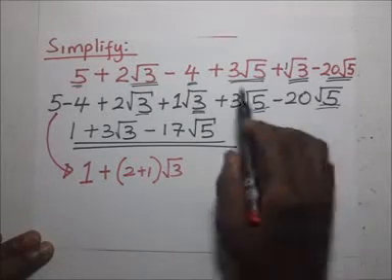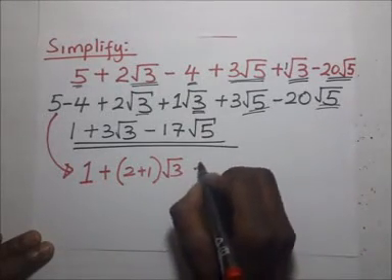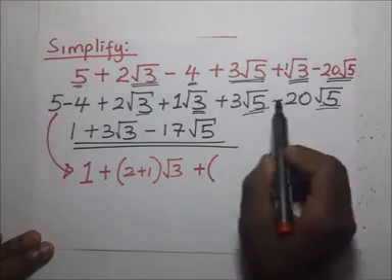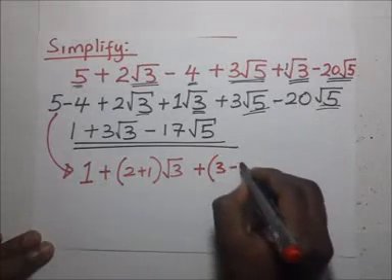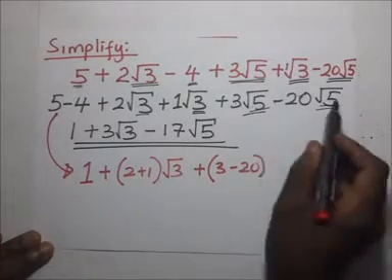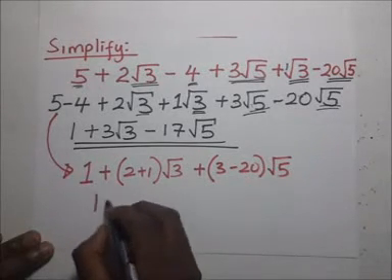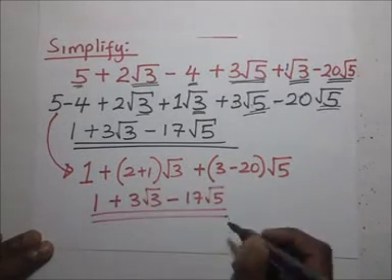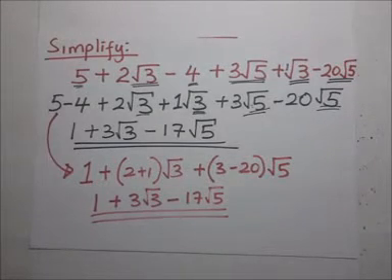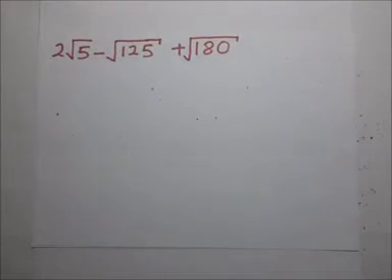Then he comes to this. It becomes plus, in brackets he puts 3 minus 20, and he puts the root 5 outside the brackets. And of course you'll get the same answer. You'd still get the same answer. So we'll go ahead and evaluate them.